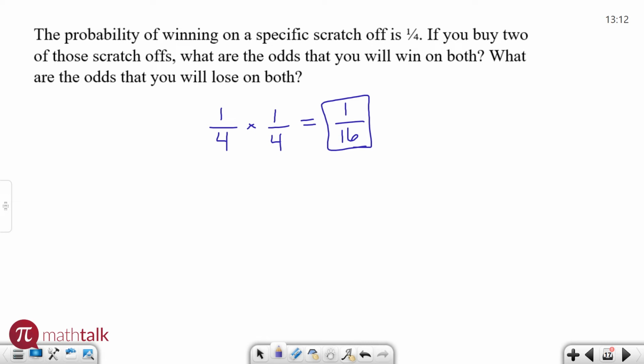So let's look at the reverse of that. What are the odds of losing on both of them? In probability, your total possible probabilities need to add up to 1, which means if the probability of winning is 1/4, the probability of losing is 3/4. Again, I'm trying to win on both, or no, sorry, lose on both. So I need to lose on the first and lose on the second. So I'm going to multiply them together. And again, if I just go straight across, 9 out of 16.